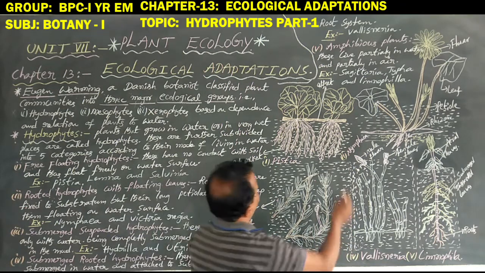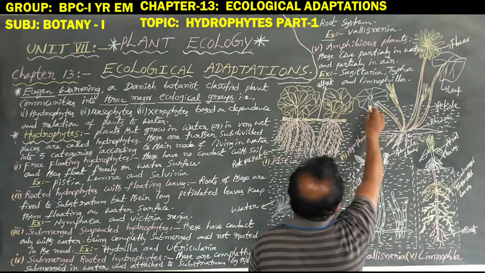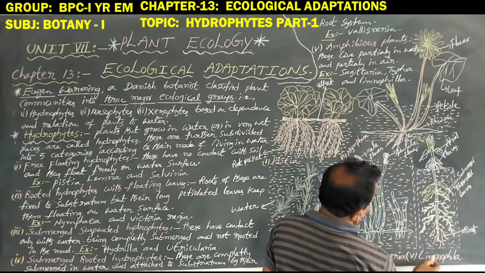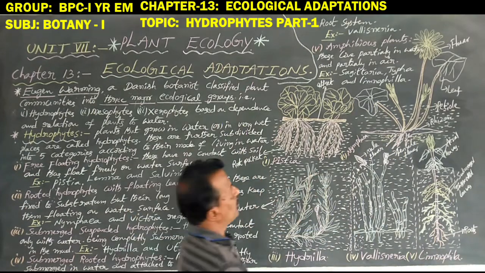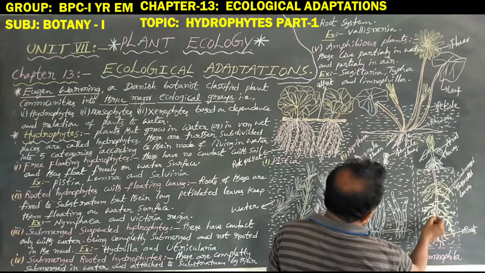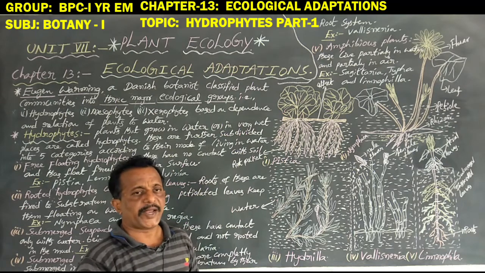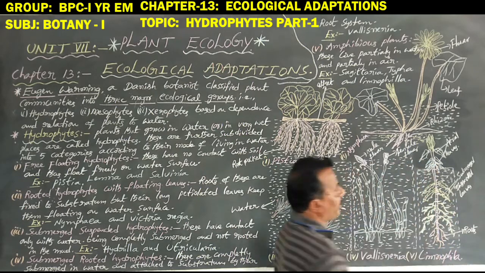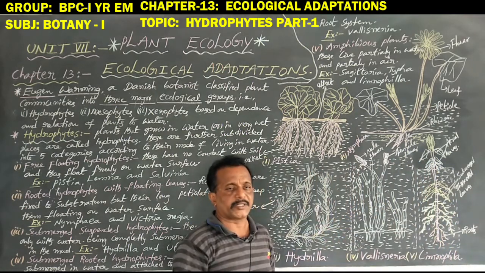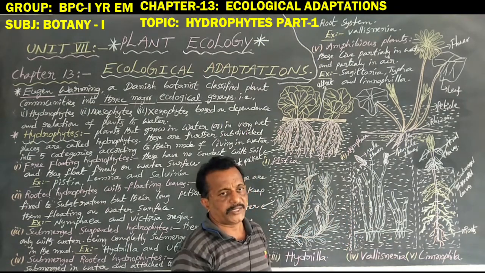Okay, now the fifth one, amphibious plants. The best examples are Sagittaria, Typha, and Limnophila. Dear students, these live partially in water and partially in air. Some parts of the plant body grow in water and some grow in air. That is amphibious plants.